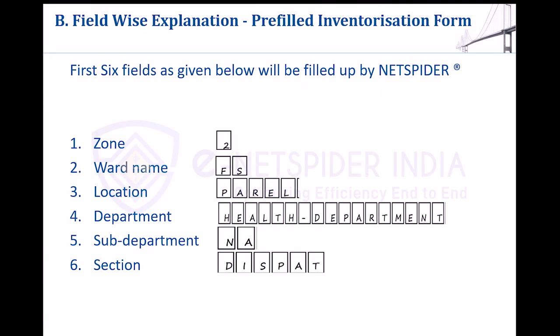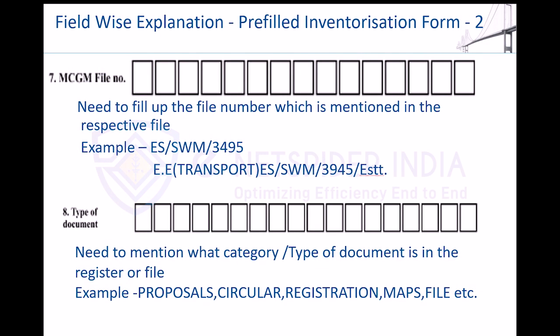This is a field-wise explanation that I'm giving you based on the previous sample form that I just showed you, which was MCGM's pre-fill inventorization form. This contains the first 6 fields which will be pre-filled by the system based on your zone, ward name, location, department, sub-department and section. Now fields 7 to 24 are what MCGM staff will have to fill.